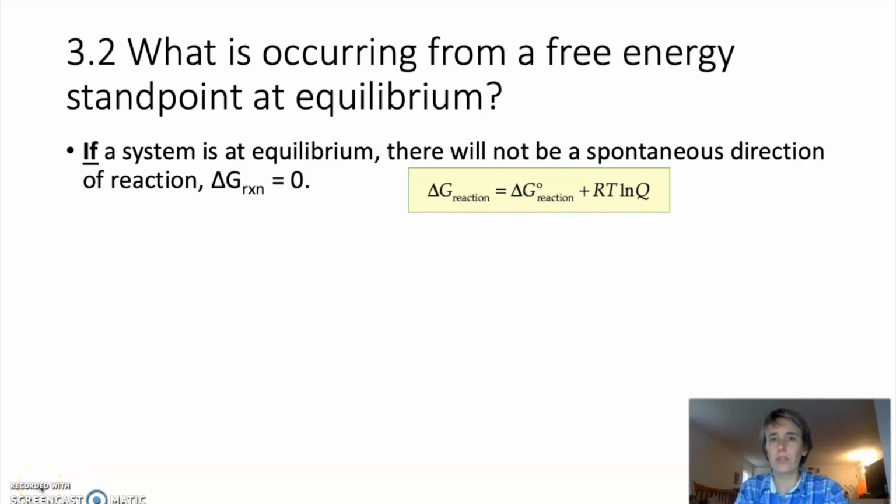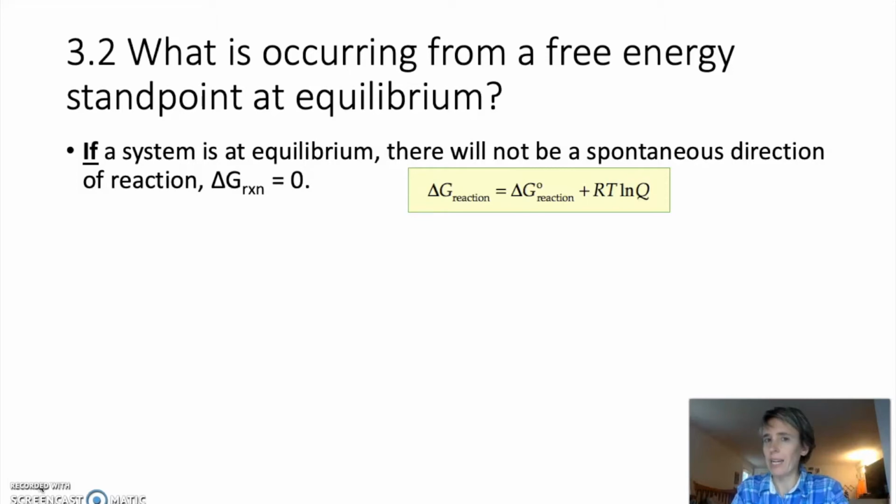So here in lesson 3.2, we're going to more directly link spontaneity, free energy, with equilibrium. And so the question I'd like to consider right now is what is occurring from a free energy standpoint at equilibrium? And I want you guys to think back to our study of equilibrium. When a system is at equilibrium, what can you say about the forward and reverse reactions?